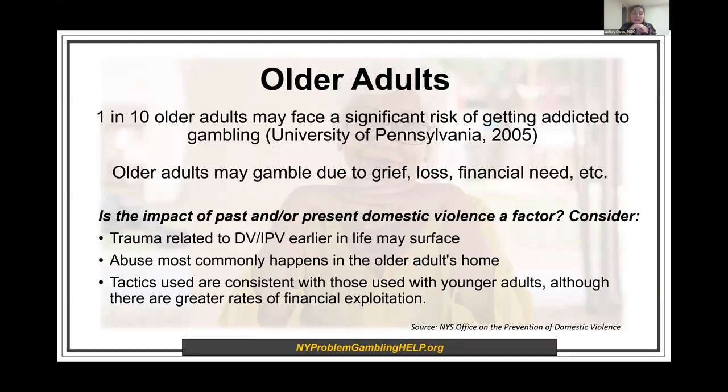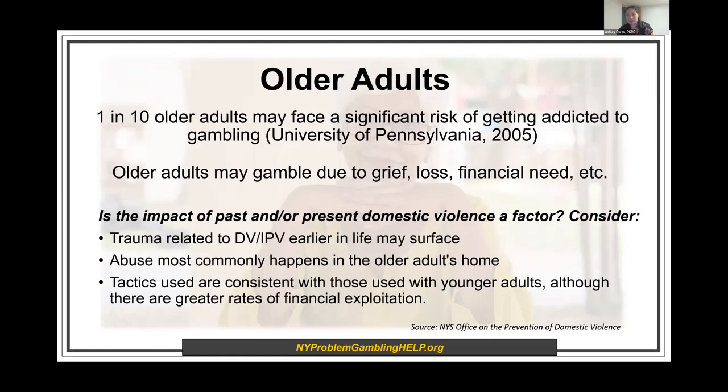And also consider that tactics used by the perpetrator toward the victim in abusive relationship situations are similar among older adults and younger adults, right? Like all of the tactics mentioned in the power and control wheel I showed earlier are the same, right, with younger and older adults. Although with older adults, we do find that there are greater risks of financial exploitation, right?